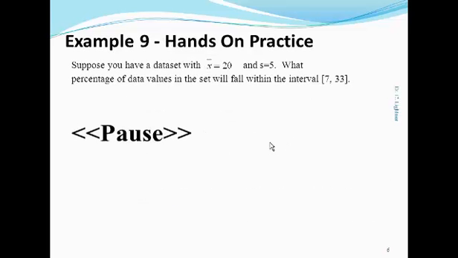Let's get some hands-on practice with applying Chebyshev's rule. Suppose we have a data set with a mean of 20 and a standard deviation of 5. What percentage of data values in the set will fall within the interval 7 to 33? You should pause the video at this time and try to complete this problem.